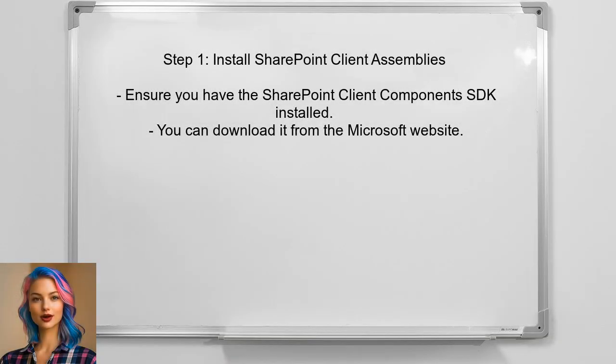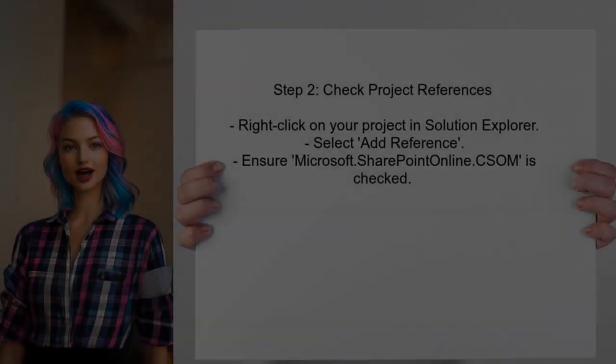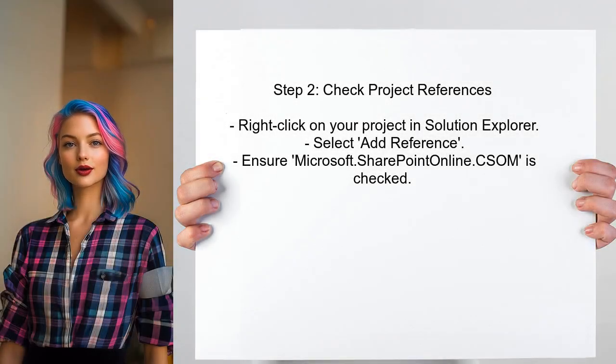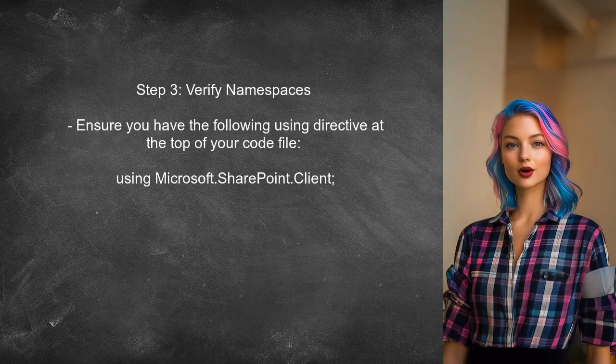To resolve the issue of SharePoint Online Credentials being missing or not found, the user should first ensure that they have the correct SharePoint client assemblies installed in their project. Next, the user should check their project references. They need to make sure that the SharePoint Online Credentials class is referenced correctly in their project. After confirming the references, the user should verify that they are using the correct namespaces in their code. This is crucial for accessing the SharePoint Online Credentials class.